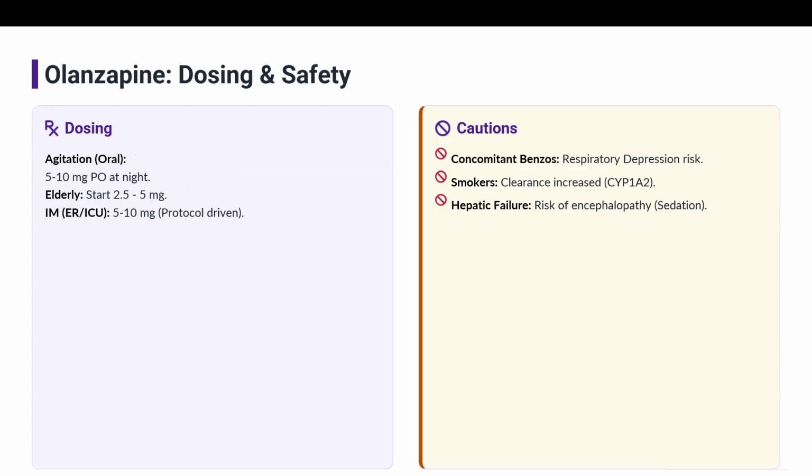So for agitation, you can use 5 to 10 milligram at night. In the elderly, start at 2.5 to 5 milligram. In case of IM, 5 to 10 milligram, protocol driven, can be used for olanzapine. Avoid concomitant benzodiazepines because of severe respiratory depression. In smokers, the dose may need adjusting because clearance is increased due to cytochrome enzyme stimulation. In hepatic failure, there is a risk of encephalopathy and sedation with olanzapine use.